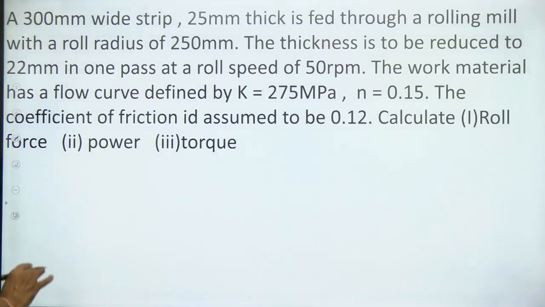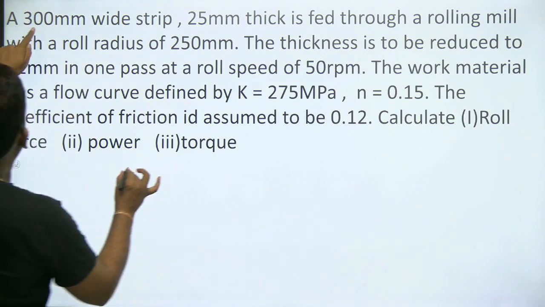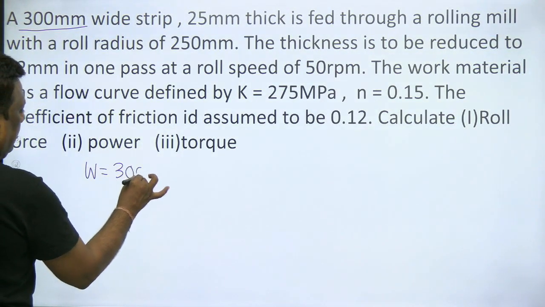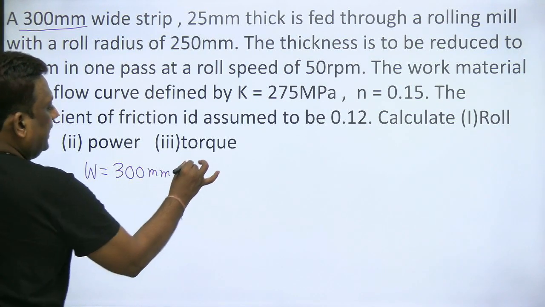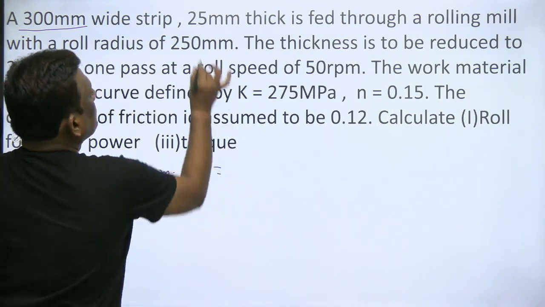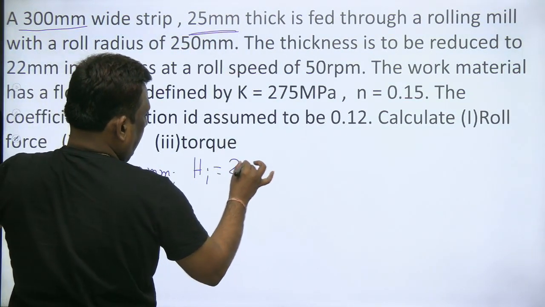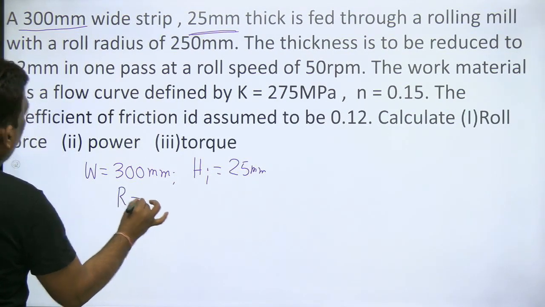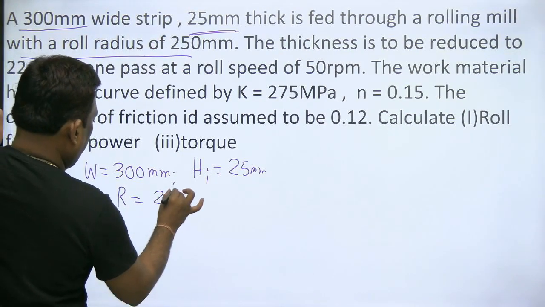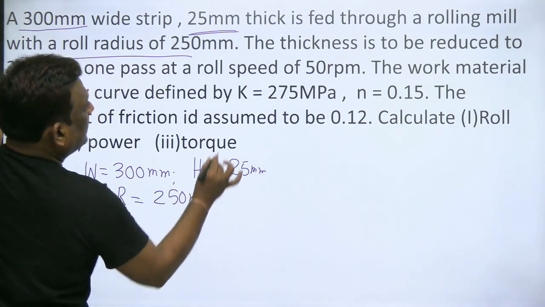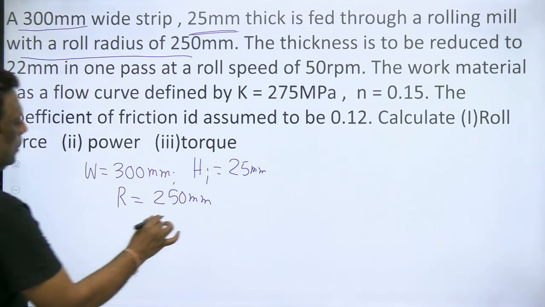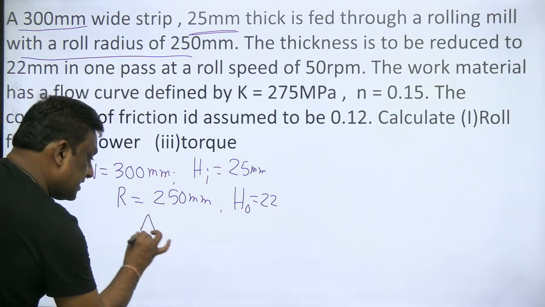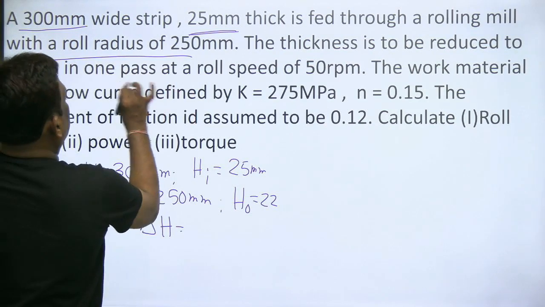So let's take this question. Look, the width is given as 300 mm, and the initial thickness is 25 mm. It is fed through a rolling mill with a roll radius of 250 mm. The thickness is to be reduced to 22 mm. So can you tell me what the reduction in thickness in a single pass is?